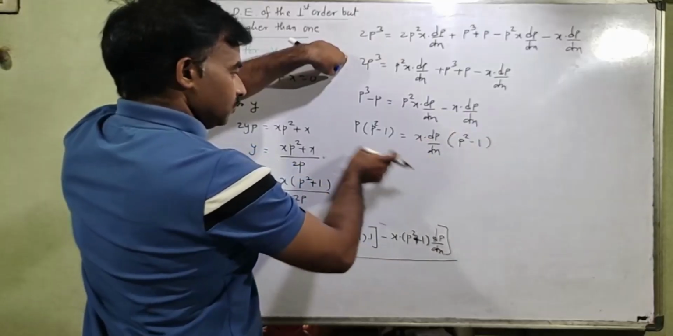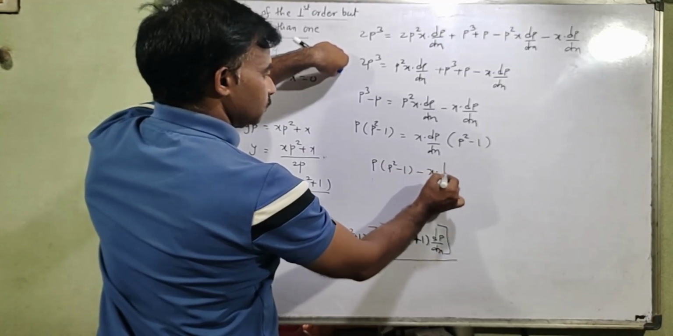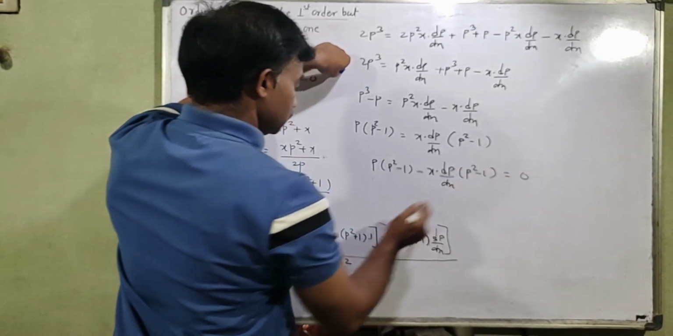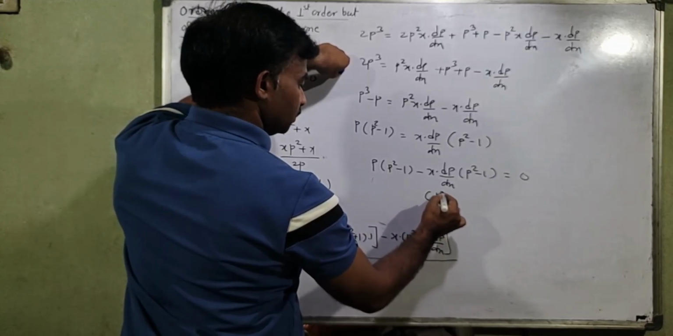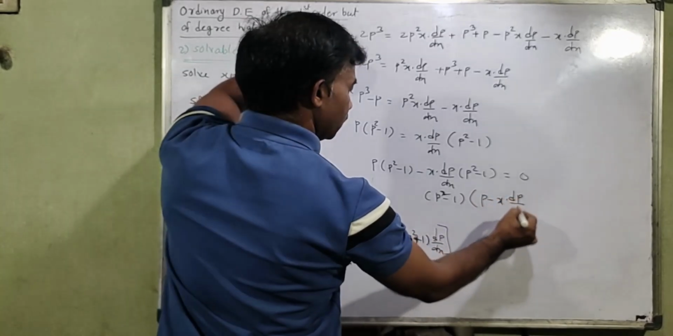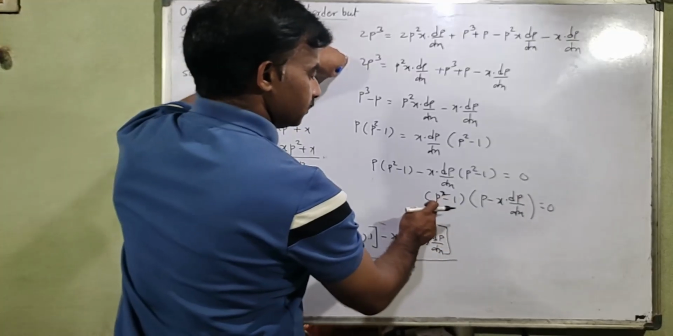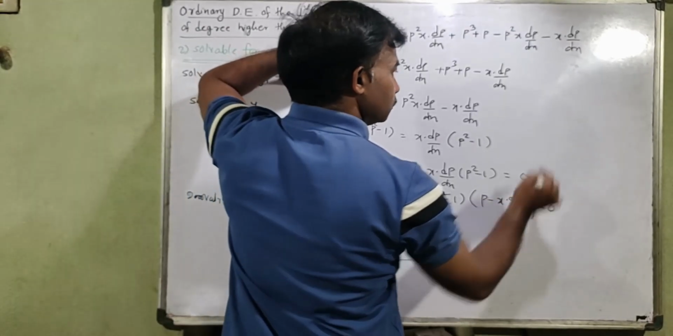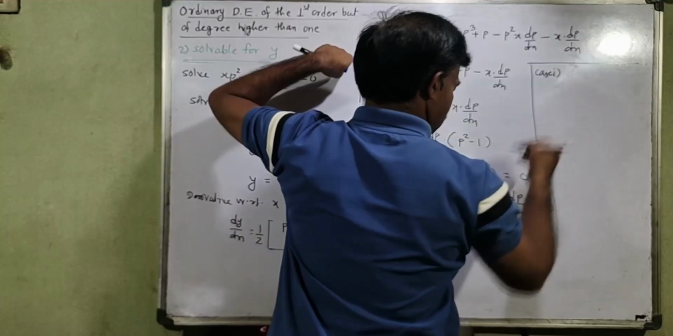We transfer this term to the other side, and you will get (p square minus 1) minus x into dp by dx into (p square minus 1) is equal to 0. Then p square minus 1 is a common factor, and inside the other bracket, p minus x into dp by dx is equal to 0. That means you will get two cases. One is p square minus 1 is equal to 0, and another is p minus x into dp by dx is equal to 0.